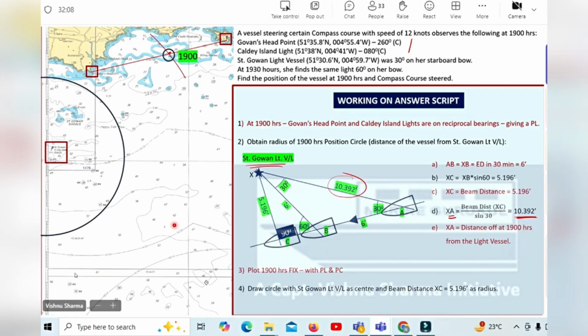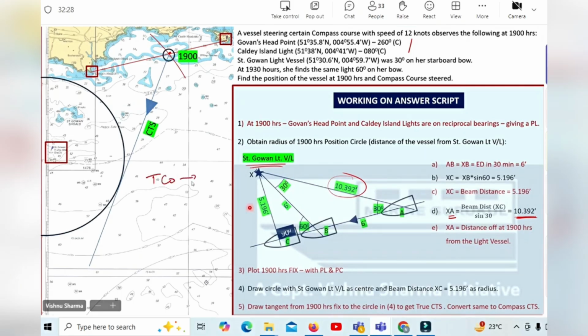So when I draw a tangent from here, I will get the CTS that I was doing. This will be the required CTS. This will be the true CTS, right? This will be the true CTS. You can take it onto the compass rose and measure it. And of course, the question wants compass course. Now, true course will have to be converted to compass course. That is what we had studied in the first lecture.